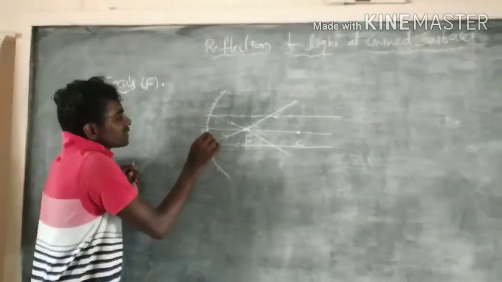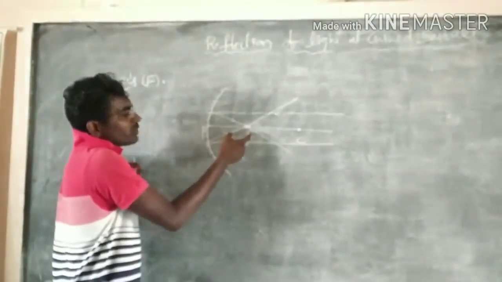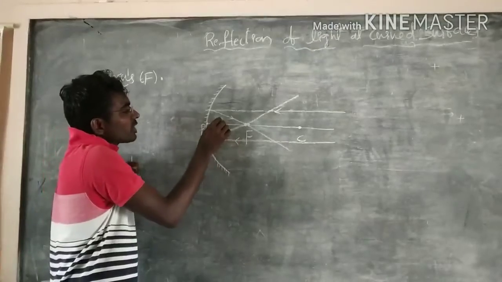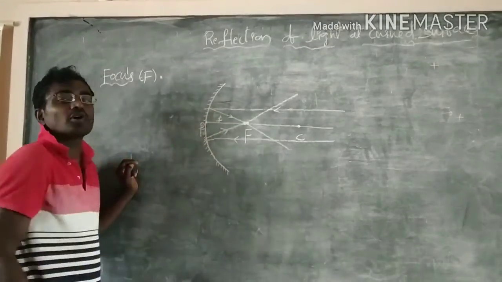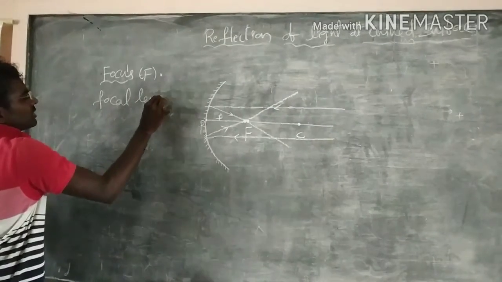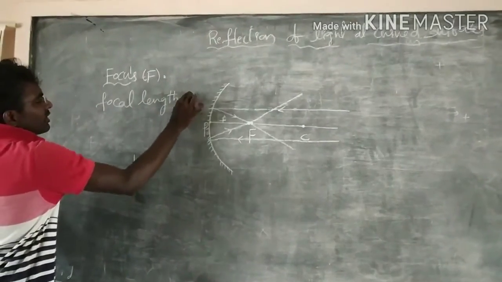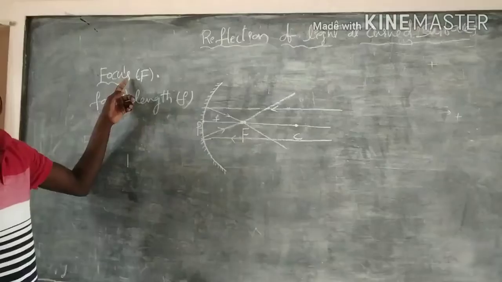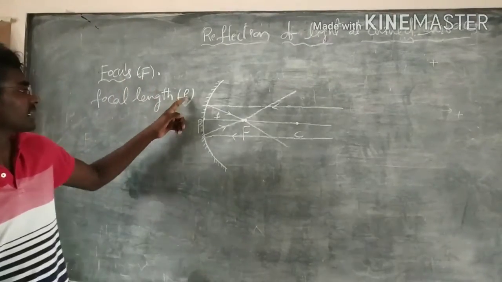The distance between the pole and focus is called focal length, indicated by small f. Focus is indicated by capital F, focal length is indicated by small f.